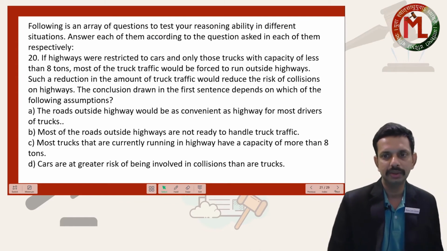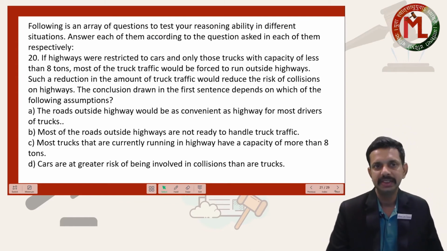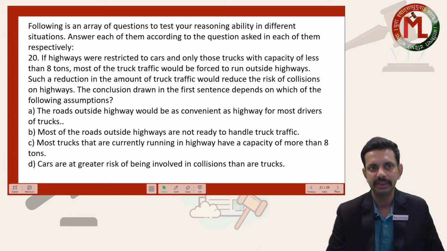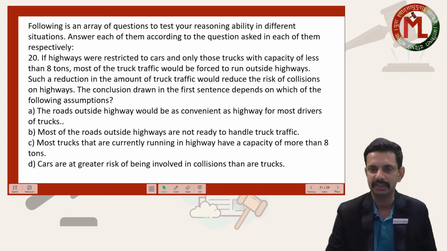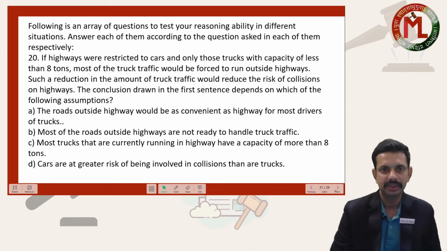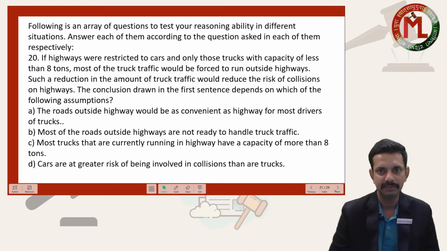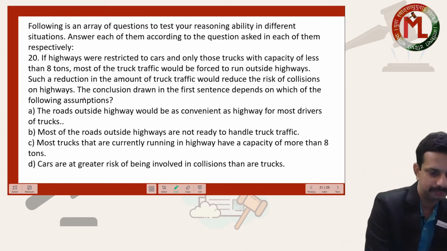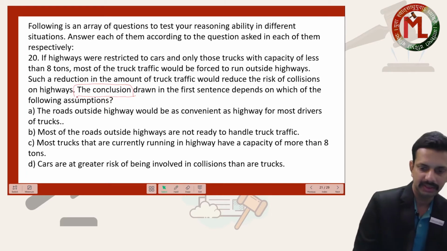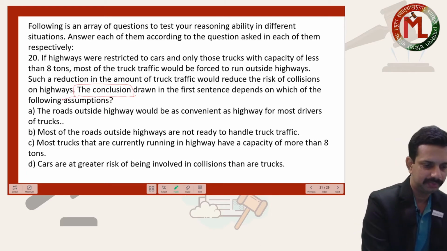Now, just take a look at this question. Following is an array of questions to test your reasoning ability in different situations. Answer each of them according to the question asked in each of them respectively. If highways were restricted to cars and only those trucks with capacity of less than 8 tons, most of the truck traffic would be forced to run outside highway. Such a reduction in the amount of truck traffic would reduce the risk of collision on highway. The conclusion. Now, here the term, the conclusion, and here the term assumption.